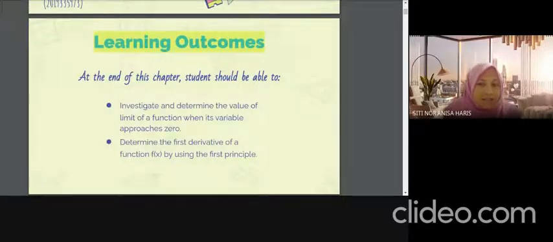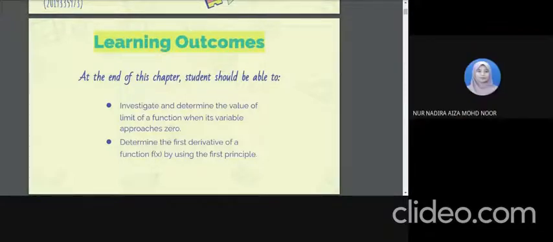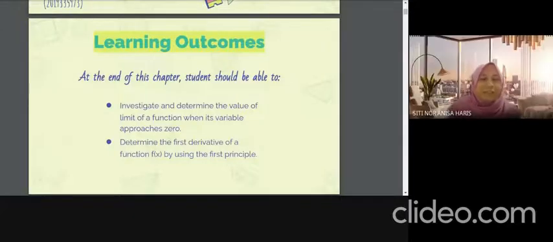At the end of this chapter, students should be able to investigate and determine the value of the limit of a function when its variable approaches zero. And then, students should be able to determine the first derivative of a function f(x) by using the first principle. So class, are you clear with that? Yes, teacher. Okay, good. So let's proceed with our lesson today.